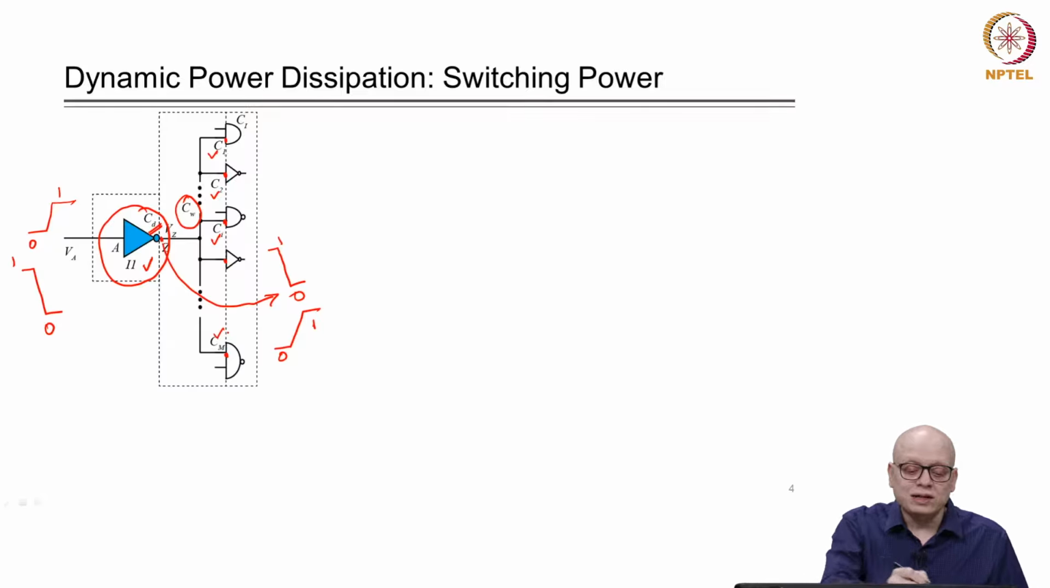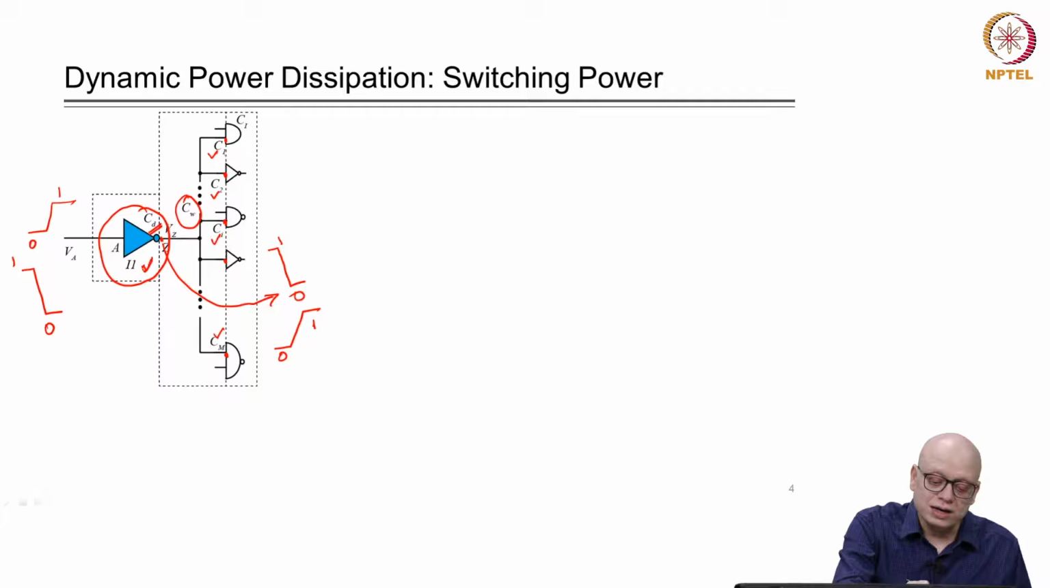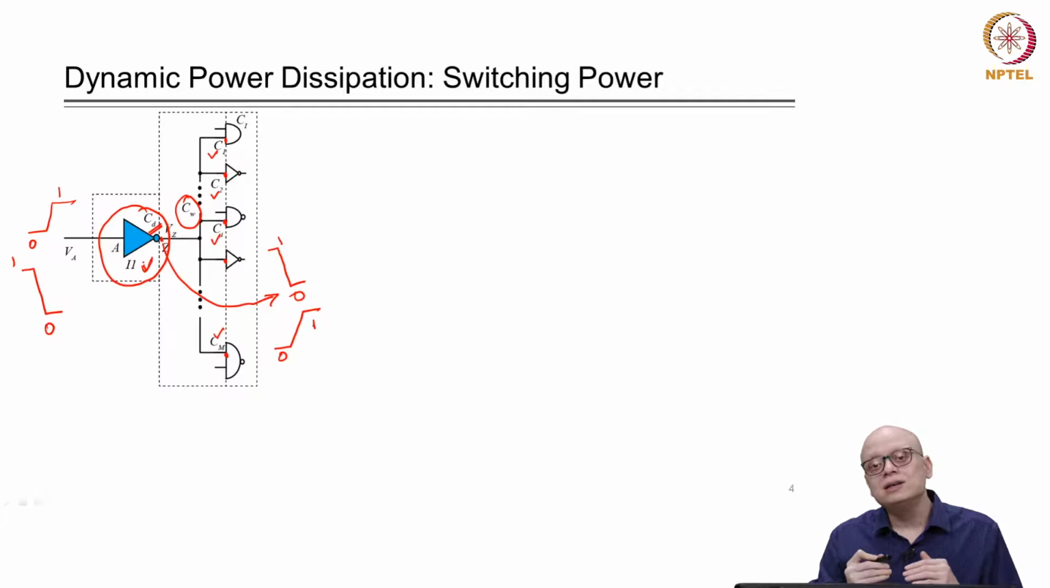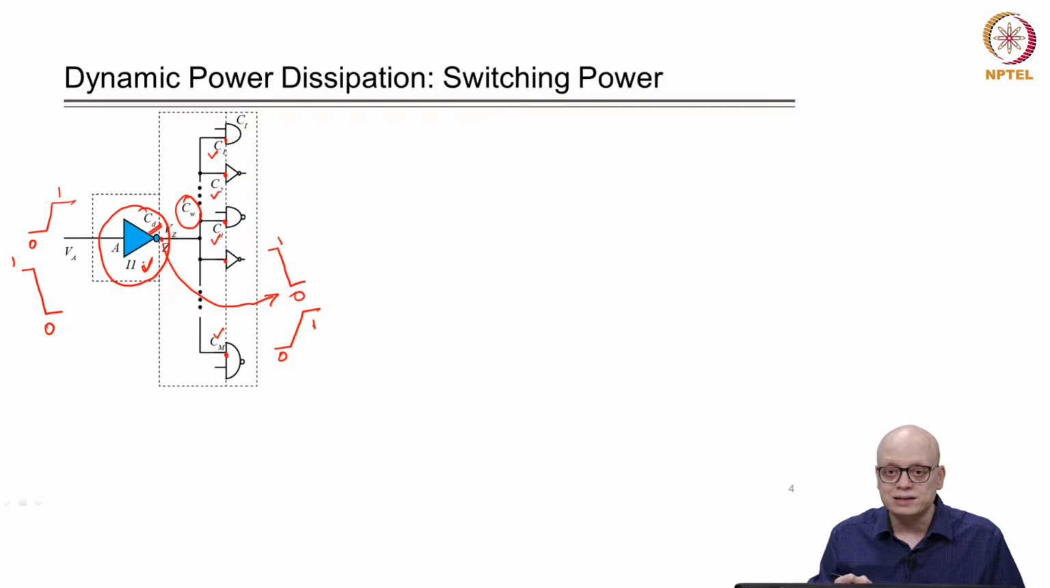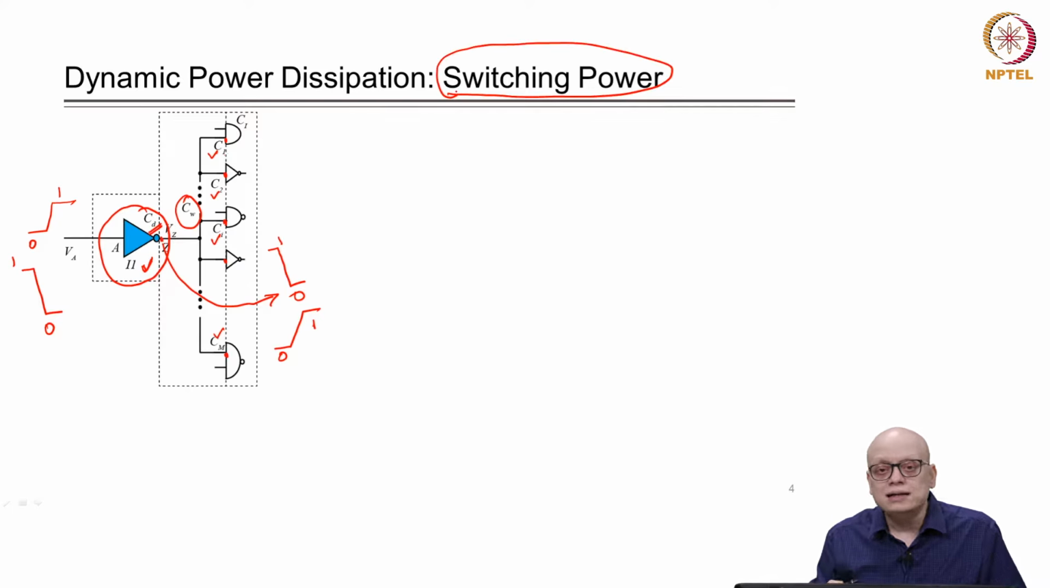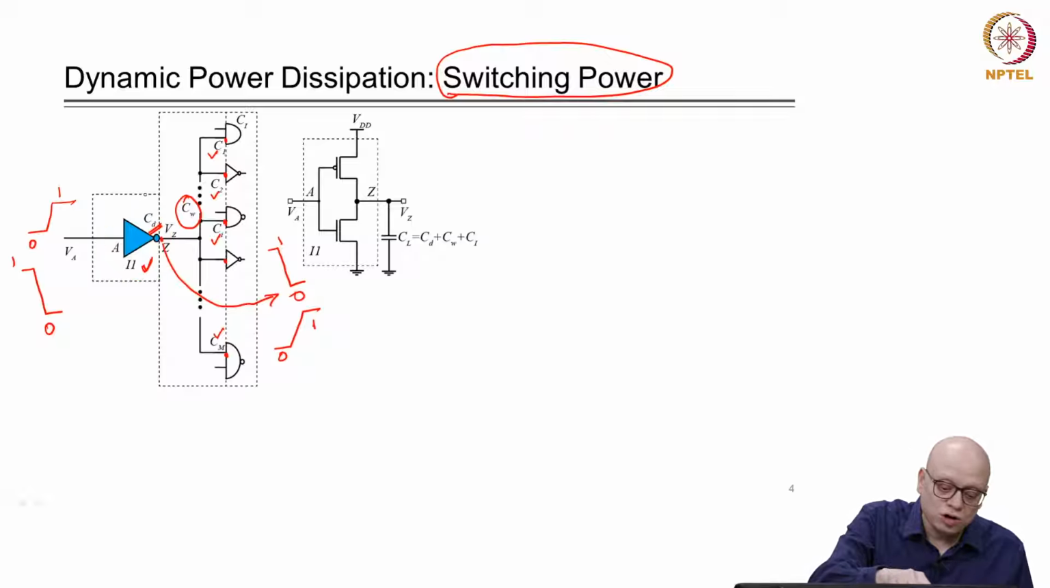So, when the inverter, this blue inverter which is shown here, is making a transition, all the capacitors will be charged and discharged, and during this charging and discharging, there will be some power dissipation, and that power dissipation is known as switching power dissipation, right. Now, let us understand how to quantify this switching power dissipation. To quantify it, we need to consider the internal details of this inverter, right.